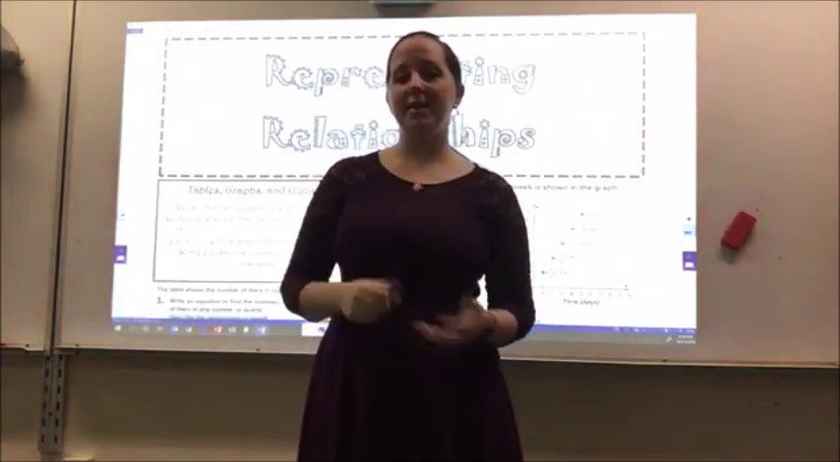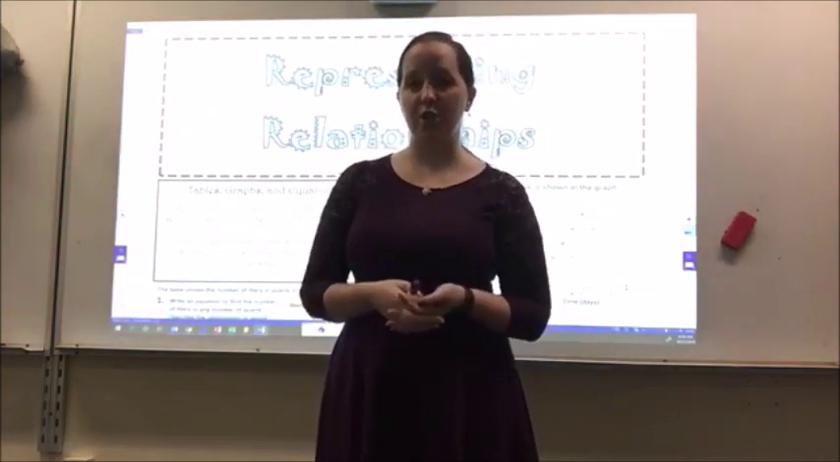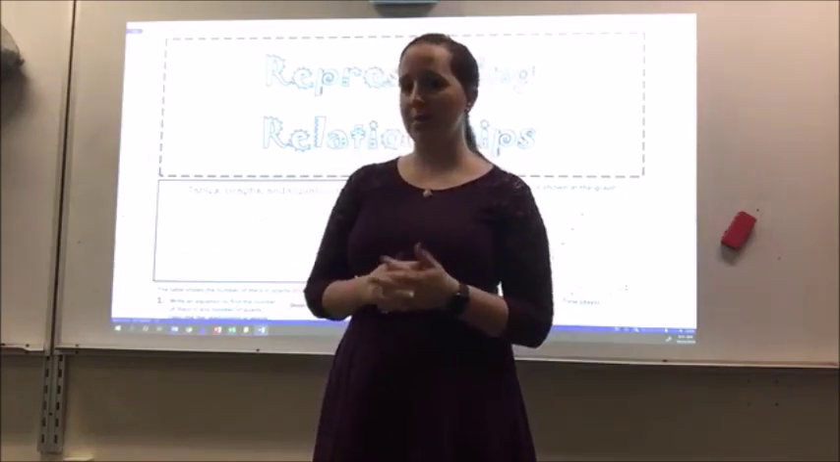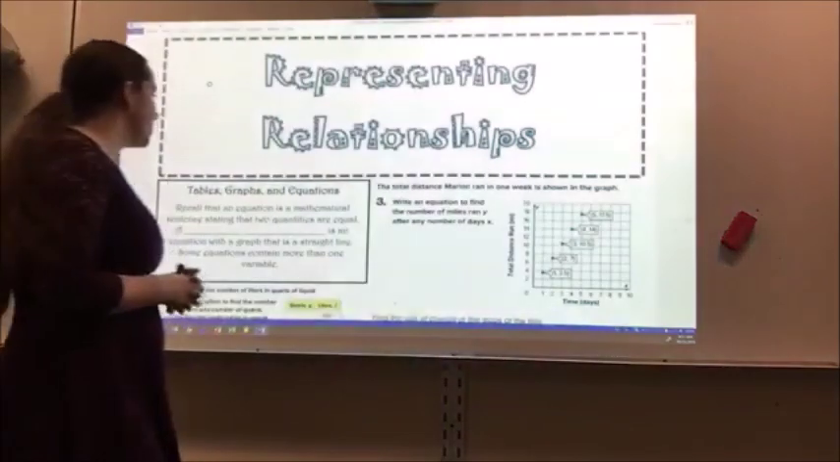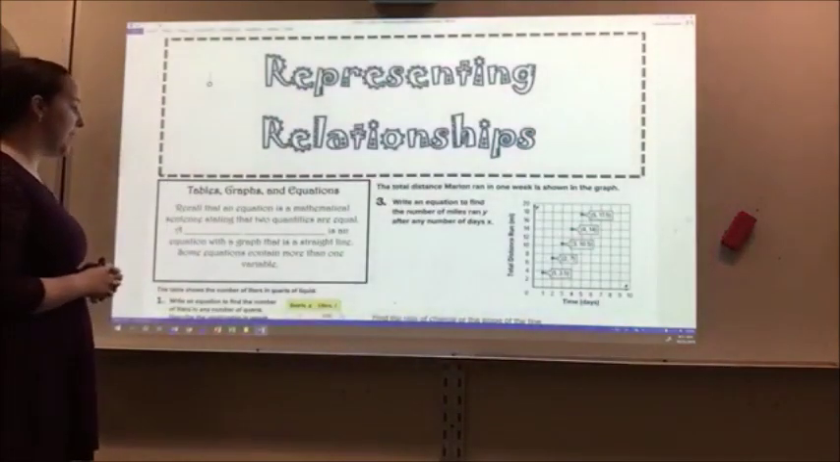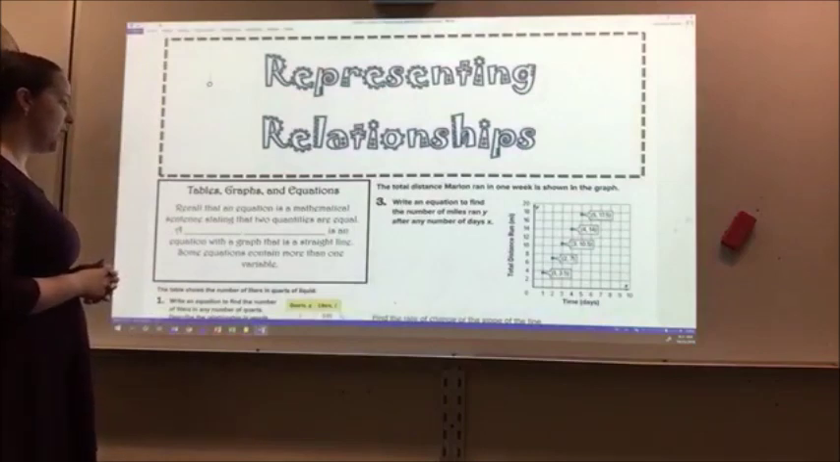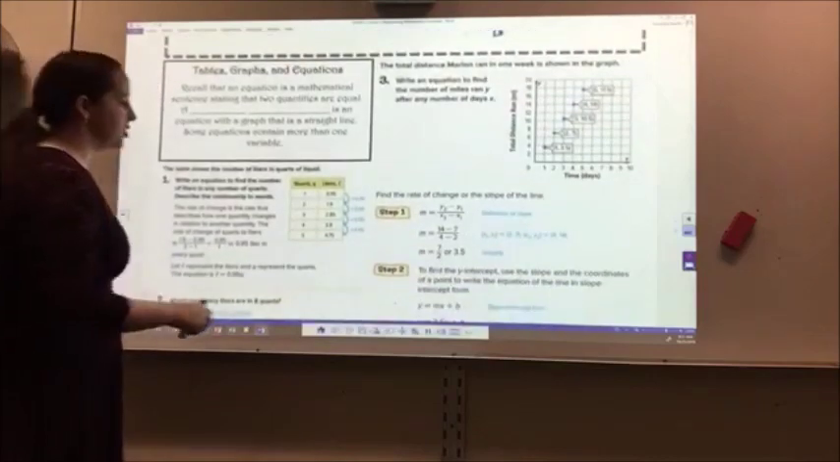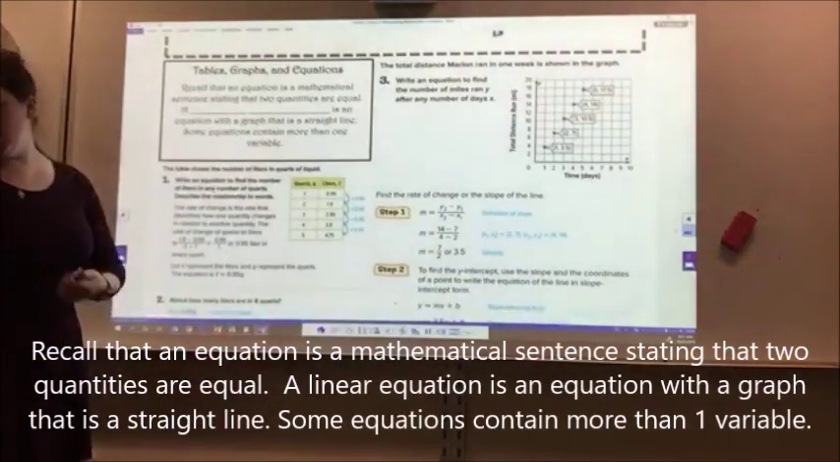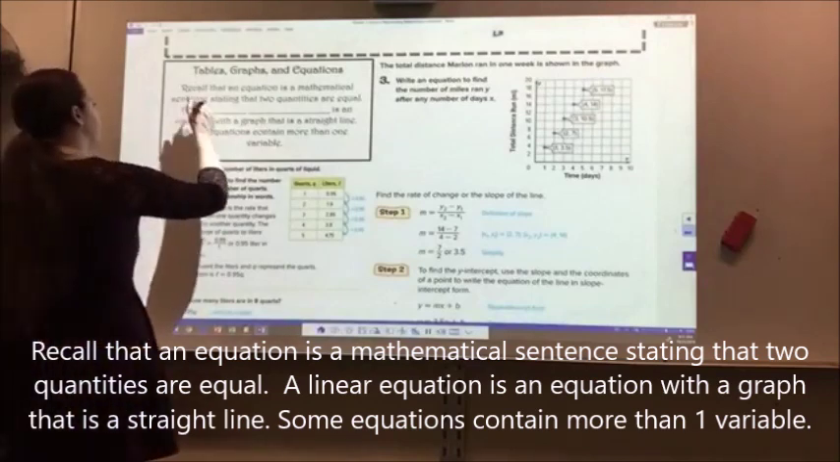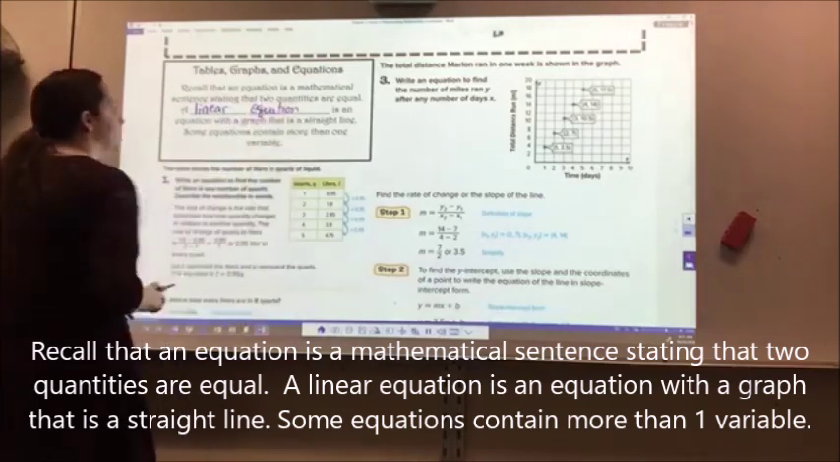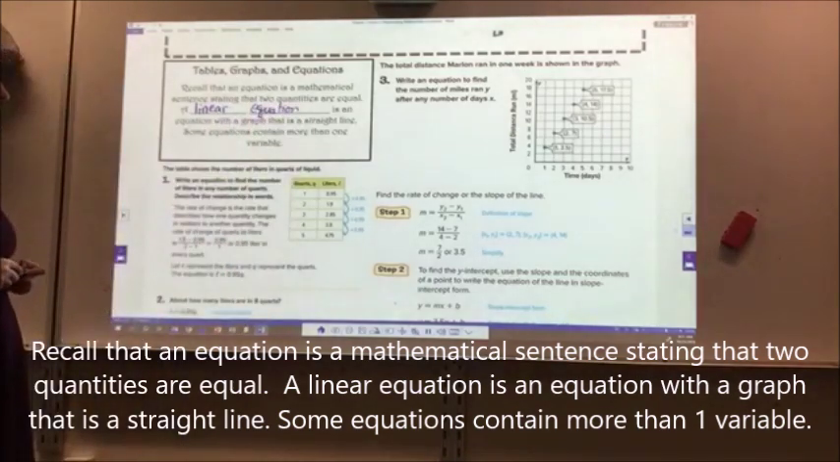All right. The next thing I want to talk about is actually representing relationships. So we talked about graphing relationships, seeing them in tables. There are different ways that you can represent relationships. So, tables, graphs, and equations. Recall that an equation is a mathematical sentence stating that 2 quantities are equal. A blank blank is an equation with a graph that is a straight line. Some equations contain more than one variable. So in those two blanks, you're going to write linear equation. So a linear equation is an equation with a graph that is a straight line.